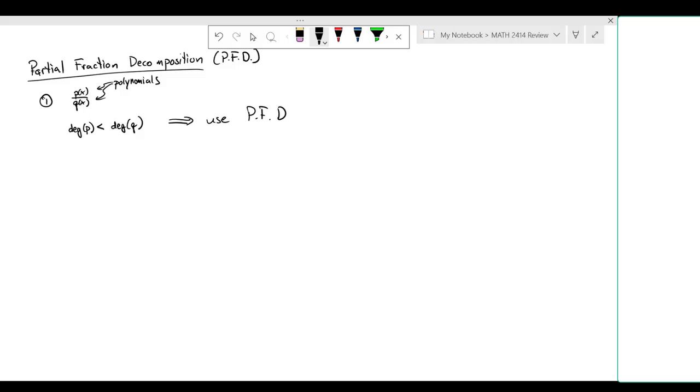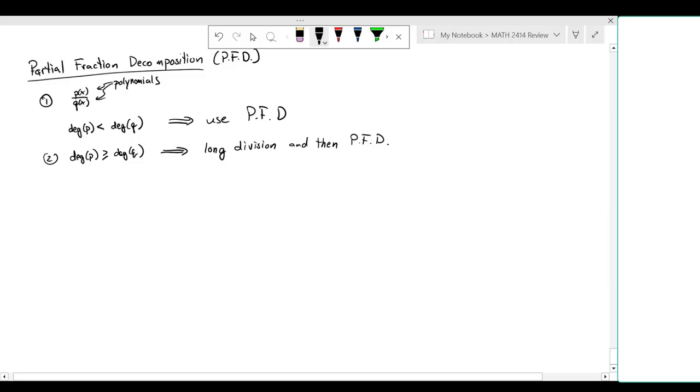So if the degree on top is as large or bigger than the degree on bottom, then what do you first do? Use long division first. And then you're going to end up using partial fraction decomposition. I guess the third point would be the form. You'd factor the denominator if it's not factored for you already, if you're going to use partial fraction decomposition.